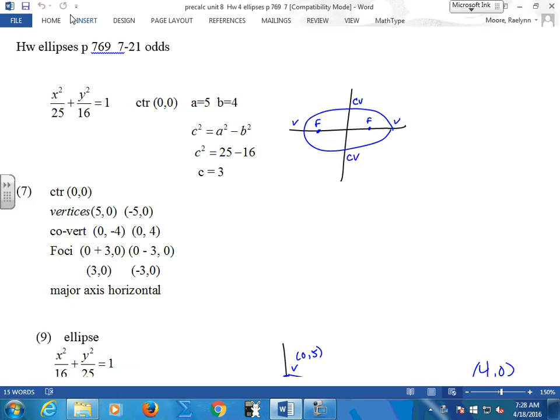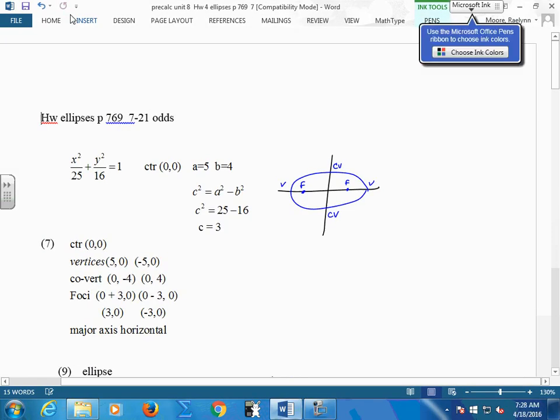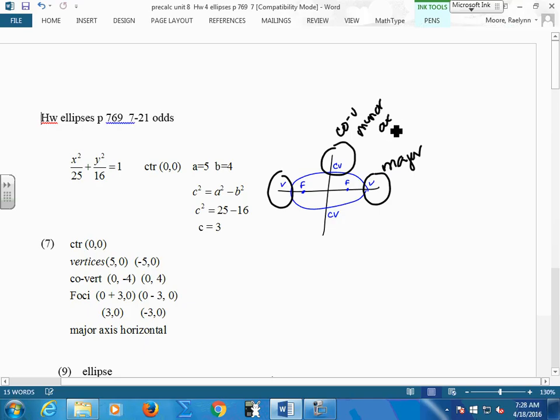Your foci fall inside your ellipse and equal distance from the center. Equal distance from the center. Again, your endpoints that are critical are your vertices. This is off your major axis. And your co-vertices, these are off your minor axis. And your center, of course, is important to find.